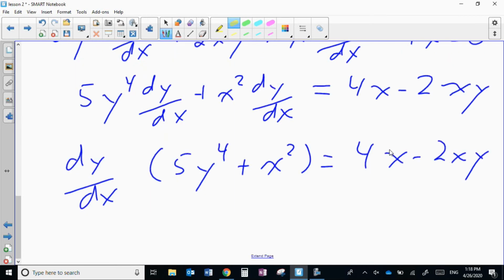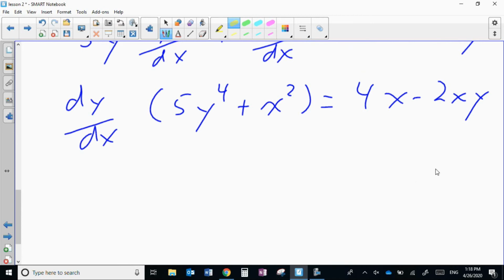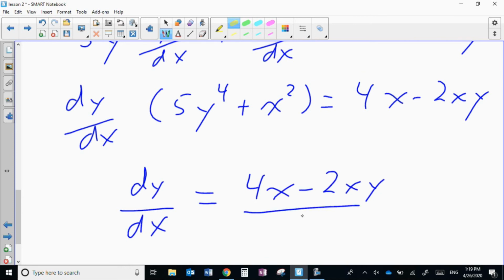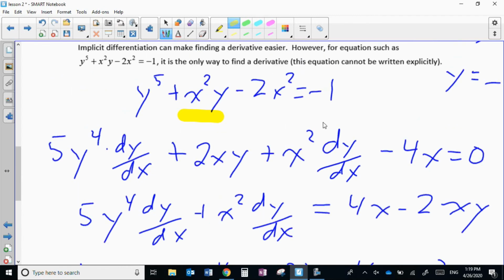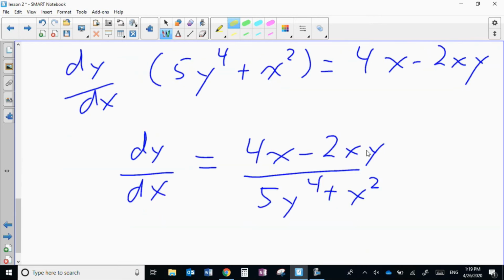And then finally, to solve for dy by dx, I divide both sides of the equation by this value right here to get dy by dx is equal to 4x minus 2xy, all divided by 5y to the power of 4 plus x squared. Isn't that an ugly equation? But there it is. Now I'm okay with this derivative being an ugly equation because, to be honest, the original equation was pretty ugly. And it's certainly going to involve y's in it as well as x's.